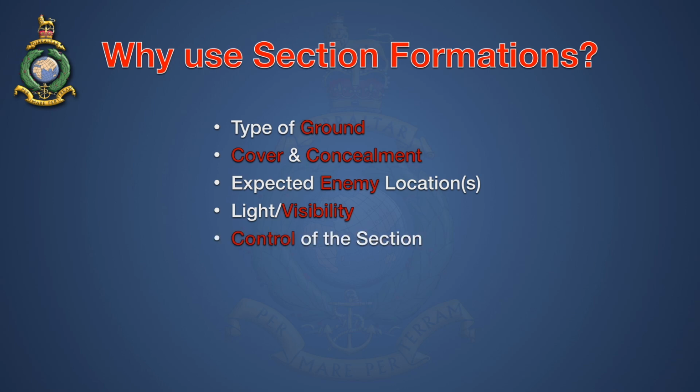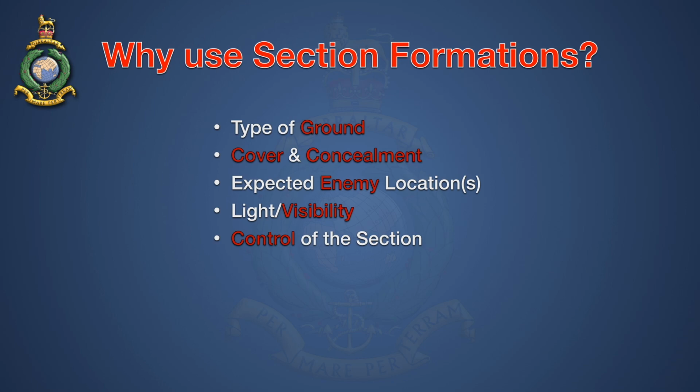And also, we need to consider how easy it is to control the section. You know, the section commander and the 2IC need to be aware of how difficult or how easy it's going to be to pass information along the section, to signal to people, to communicate things. You know, if the point man spots the enemy, he needs to relay that information not only to the section commander but down the whole section. So that's another factor that we need to consider.